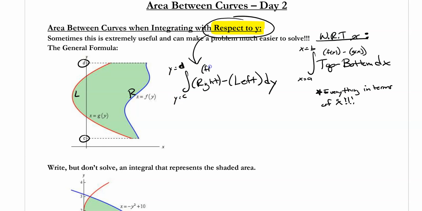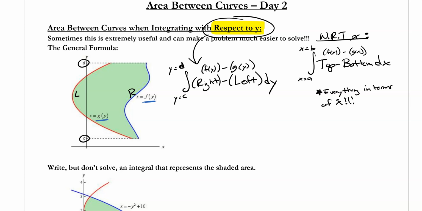This one might be like f of y minus g of y. So it's a function of y, not functions of x, okay? And you'll notice that in the picture, which you see right here, f of y, g of y, okay? So let's try to visualize why this right minus left works.